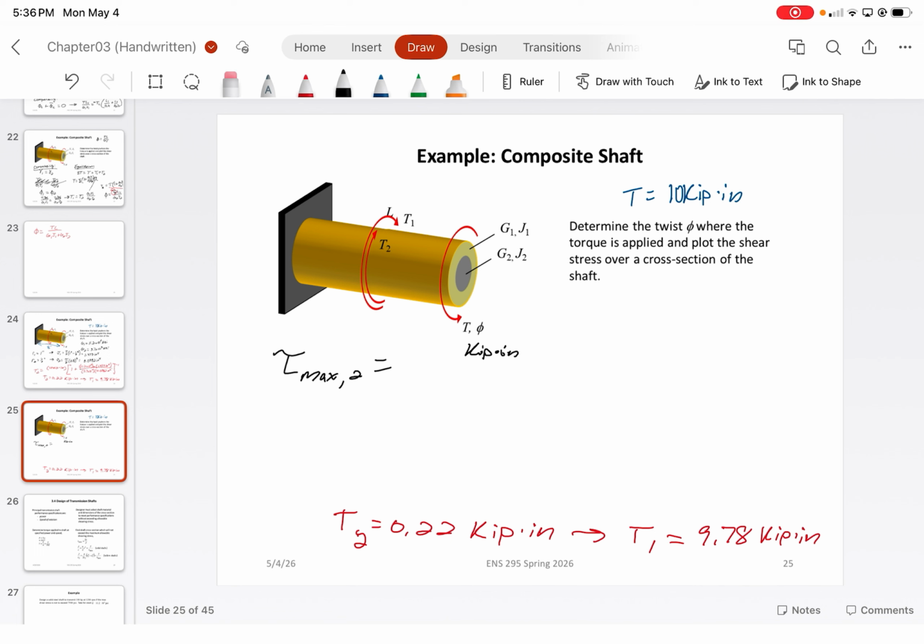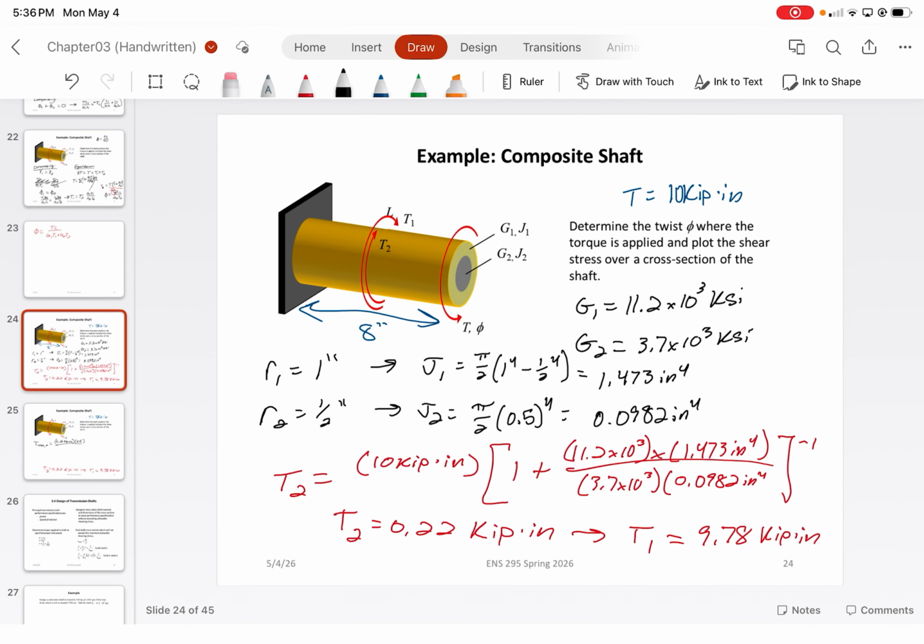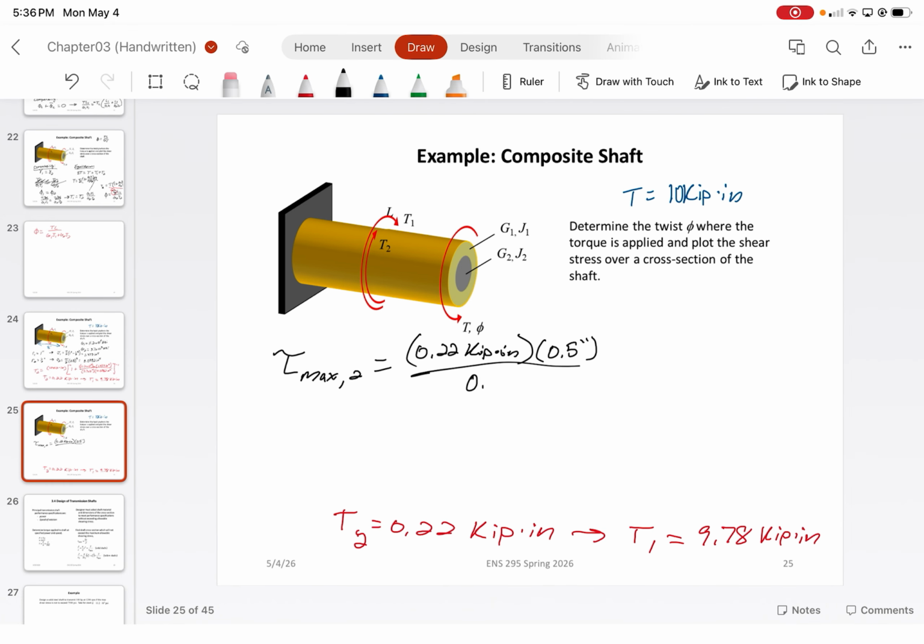All right, so that should be 0.22 kip inches. The radius of J2, we said was 0.5 inches. And then J2 we said was 0.0982 inches to the fourth. All right, so 0.22 times 0.5 divided by 0.0982 gives us a stress of around 1.12 KSI.